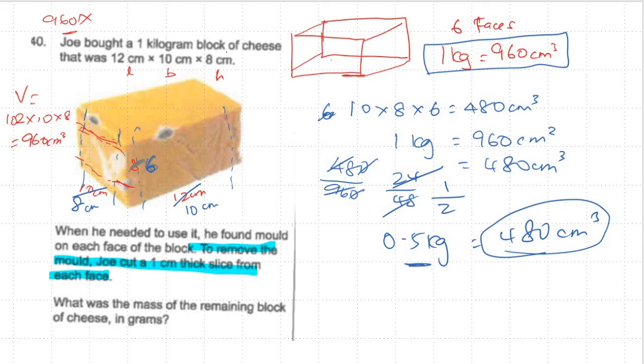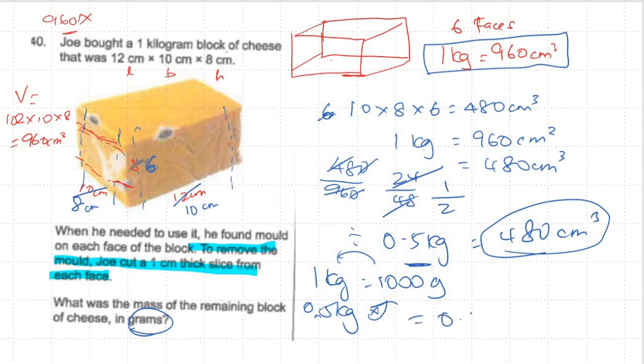But then I'm asking in grams. 1 kilogram equals 1,000 grams. So 0.5 kilogram is 0.5 times 1,000. Just shift the decimal, 1, 2, 3. So it's 500 grams.